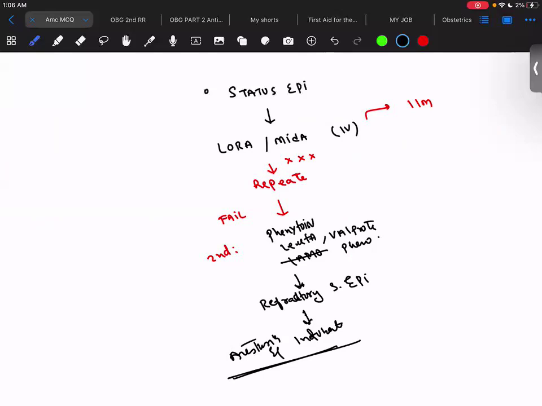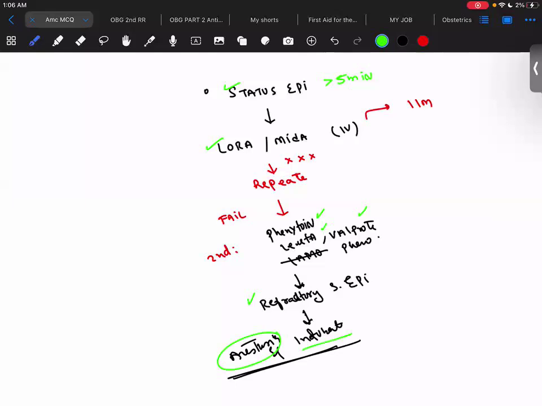If they ask you, please remember this again and again. Any patient who is having status epilepticus, that means seizures of more than 5 minutes, the first treatment is lorazepam or midazolam. If it fails, repeat it. If it fails, go for phenytoin, levetiracetam, valproate, or phenobarbital. If it fails, that's called refractory status epilepticus. Then you have to go for anesthesia and intubate the patient.